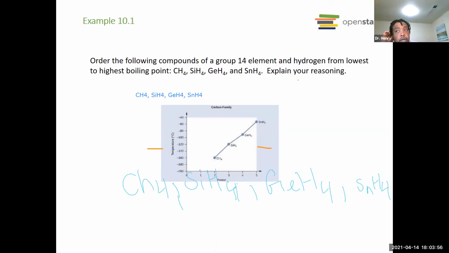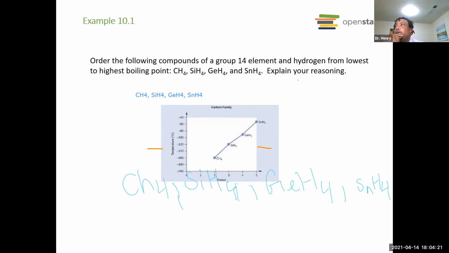Okay, so this is just basically showing you a graph of, as we increase in atomic size, the boiling temperature actually also increases. So it gets closer to 0 in this case. Okay, so in real life, this is occurring, right?